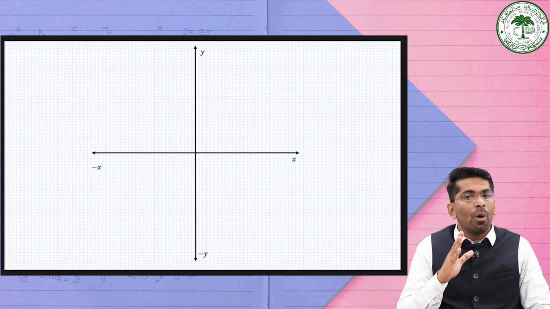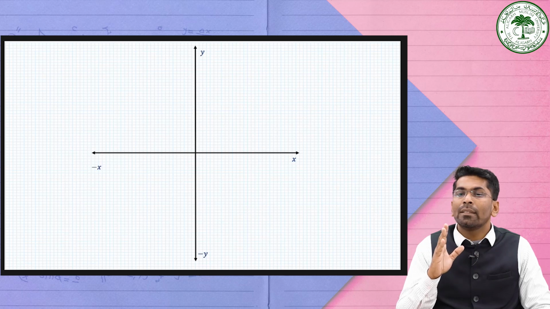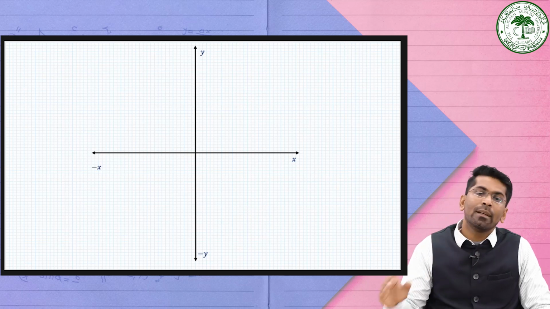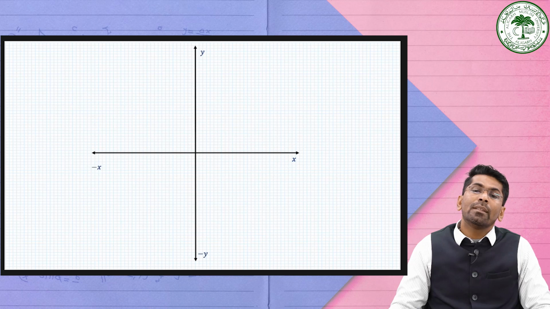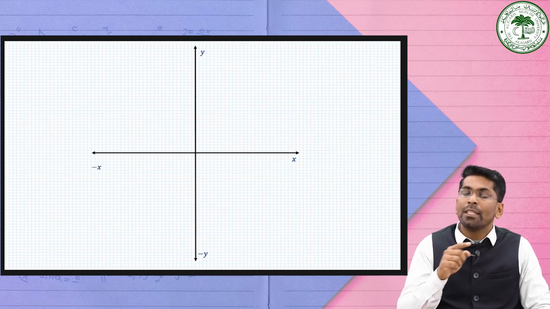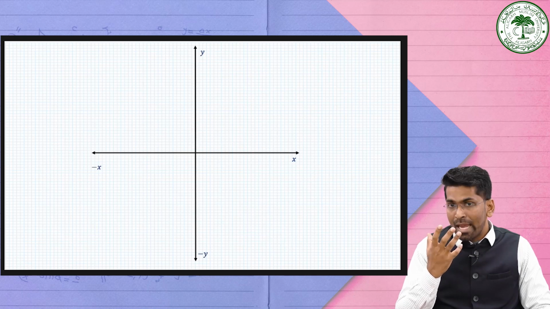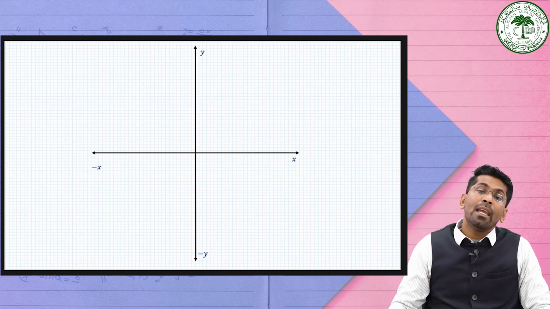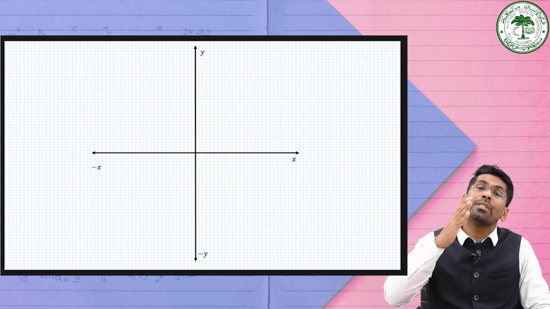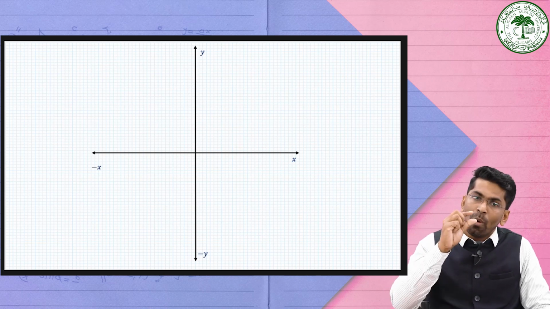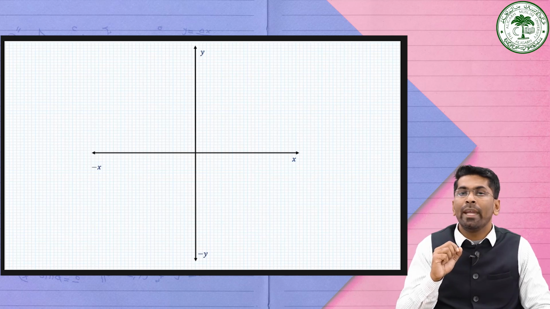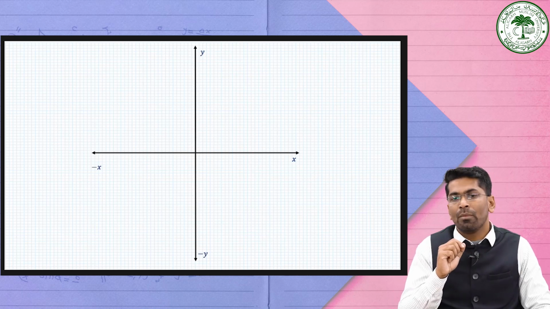So a positive slope means the line rises as it moves from left to right. A negative slope means the line is falling as it moves from left to right. Regarding the magnitude of the slope, a large absolute value of the slope indicates more steepness, and a smaller absolute value of the slope indicates less steepness of the line.